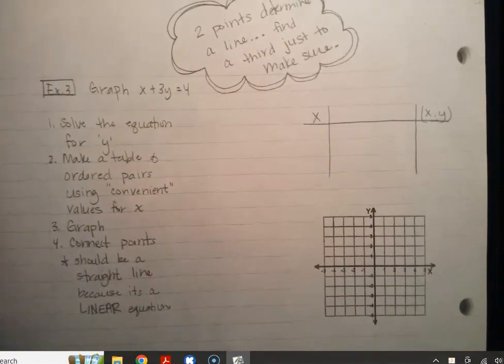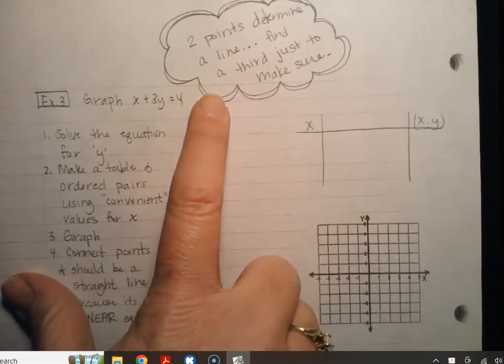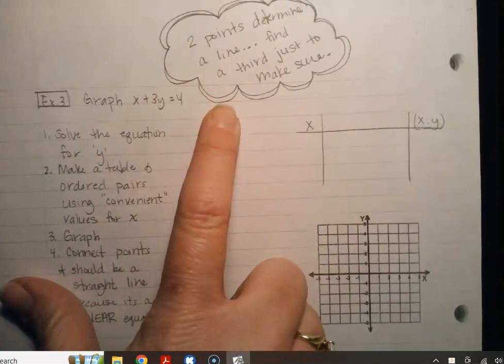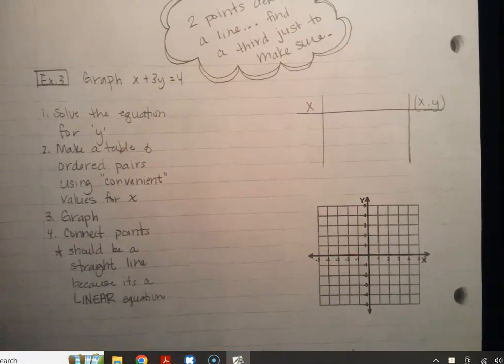Okay, let's flip to the back. All right, we're going to do some graphing. Notice this note up here. It says 2 points determine a line, but find a third just to make sure. Okay, it's always good to find that third point. So we're going to graph x plus 3y equals 4.